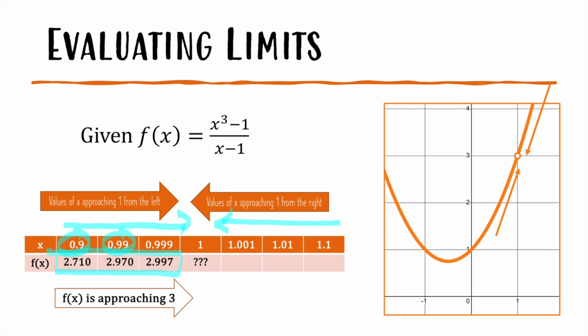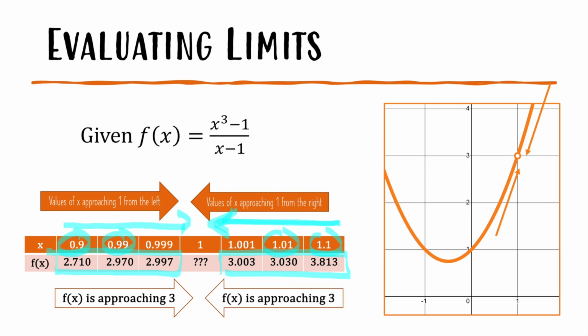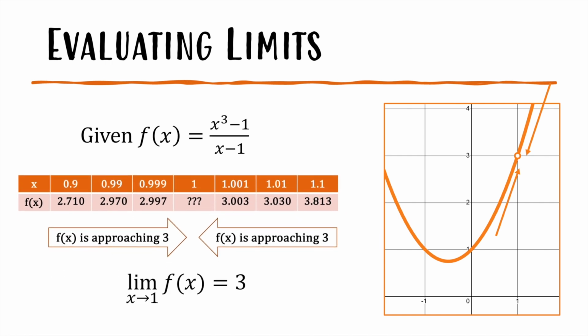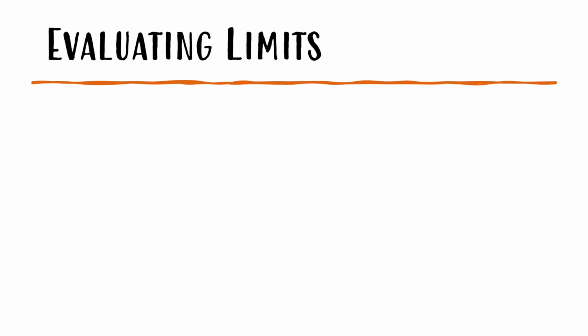Now let's look from the right. So 1.1, I'm going to plug that into the function. 1.01, plug that into the function. Now look at these guys. Look at these values here. As we come from larger numbers to smaller numbers, what's happening to our function values? Again, the function is approaching 3. So what we'd say is the limit as x approaches 1 of the function is 3.